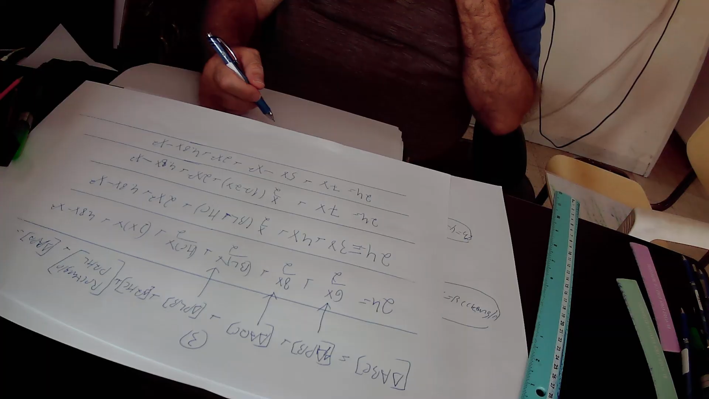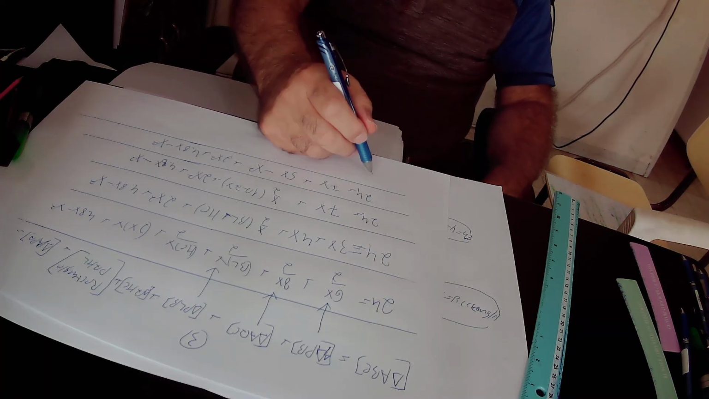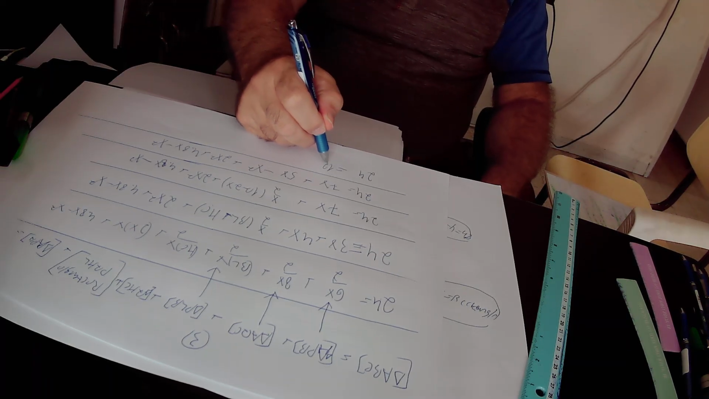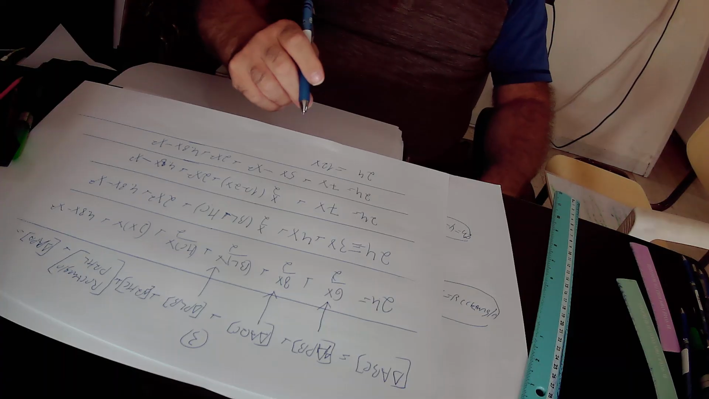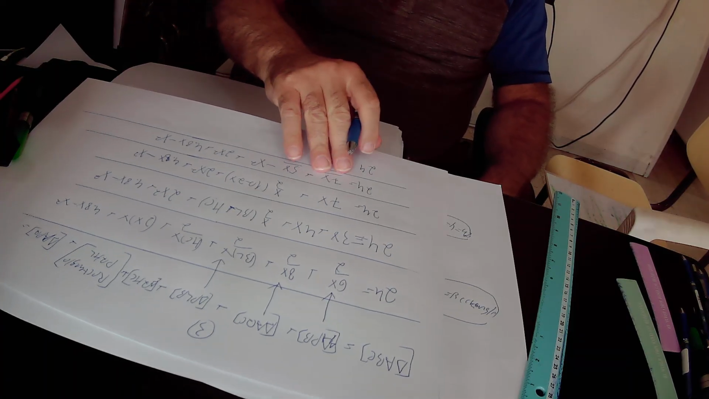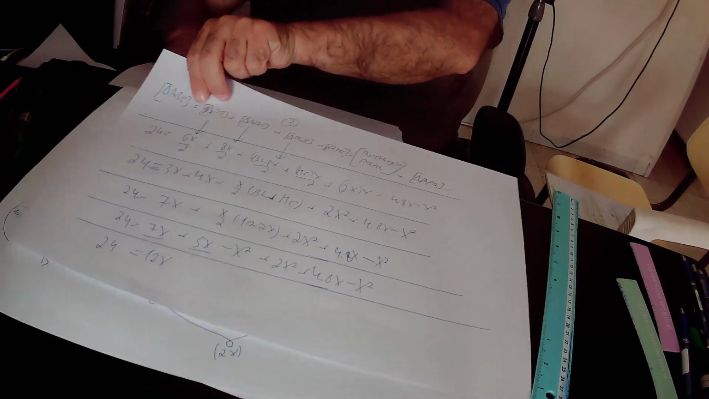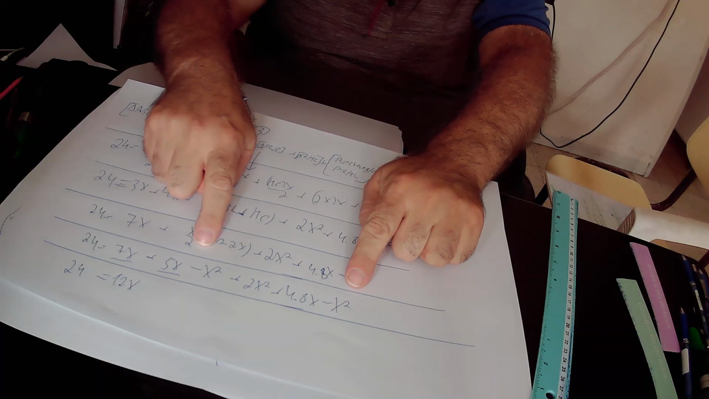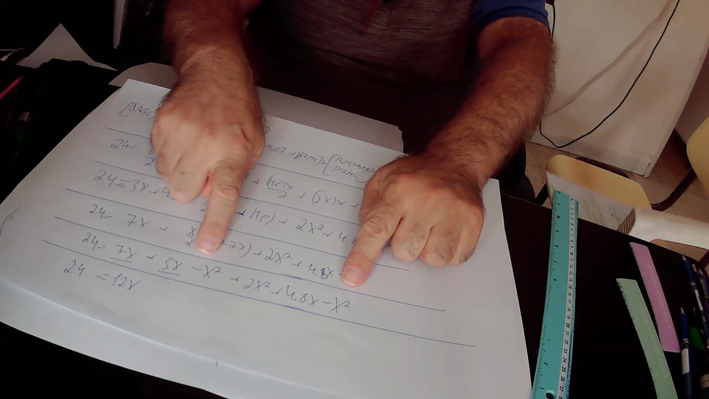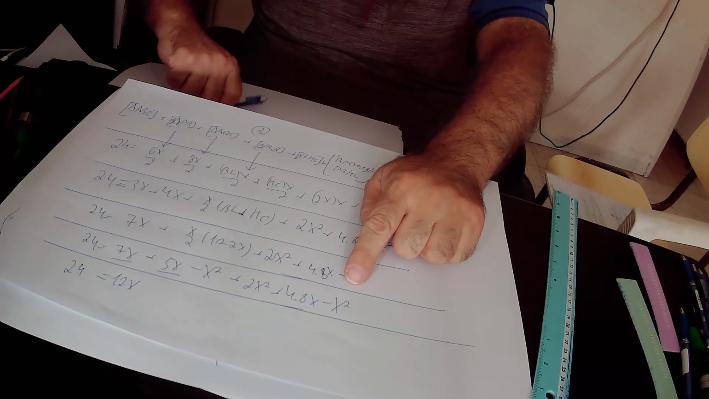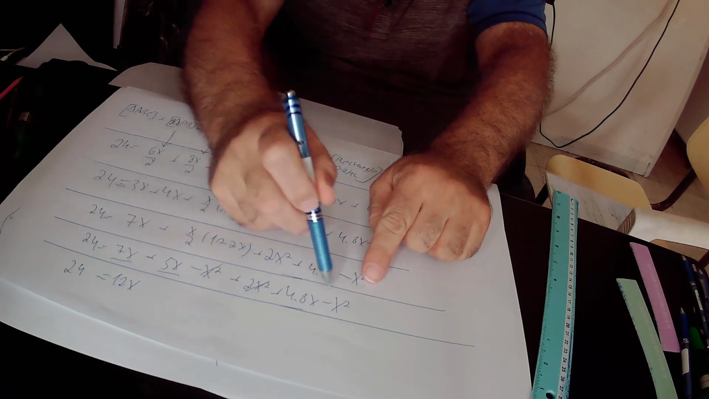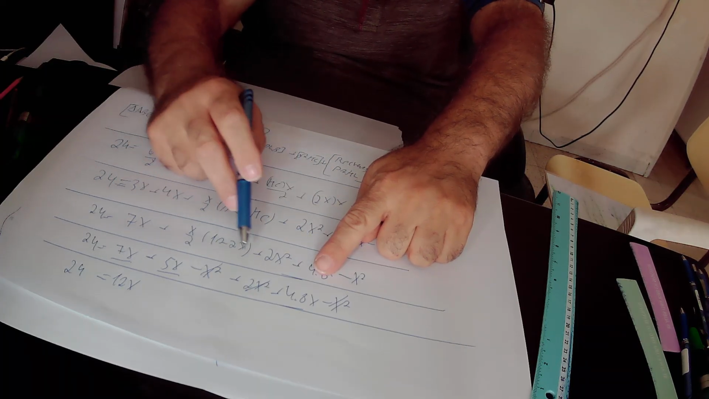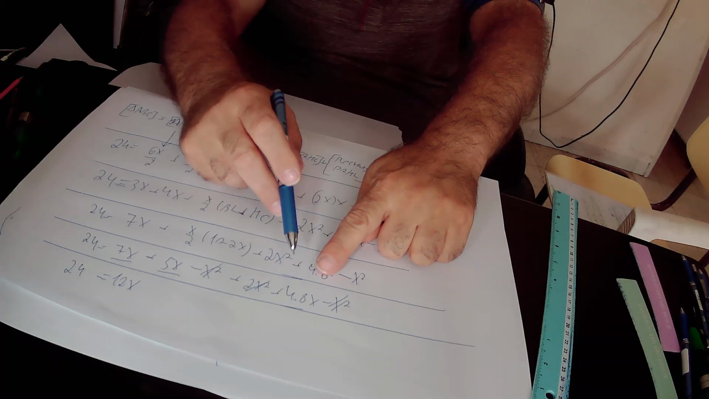So 24 equals 7x plus 5x, which is 12x. So we have here minus x squared, minus x squared plus 2x squared is 0. So those three expressions get cancelled, and we are left only with 4.8x, because 7x plus 5x is 12x.